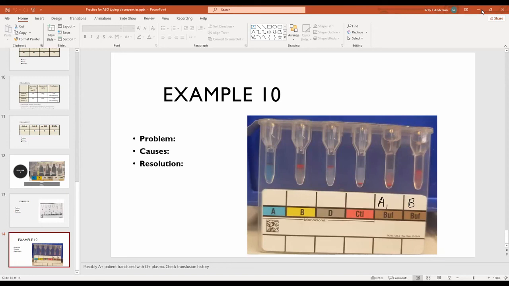Okay. But then that would be obvious in a question, because all your plasma reactions would be positive. So that's why we do an auto control too. Because the auto control should be positive too if it's Rouleaux causing the reactions. So your A cells, your B cells, and your auto control should all be showing Rouleaux, because it's the plasma, it's not the cells. It doesn't make a difference what cell you're adding, because you're going to see it on your screen cells too. Any tube that has your patient plasma in it is going to show it.